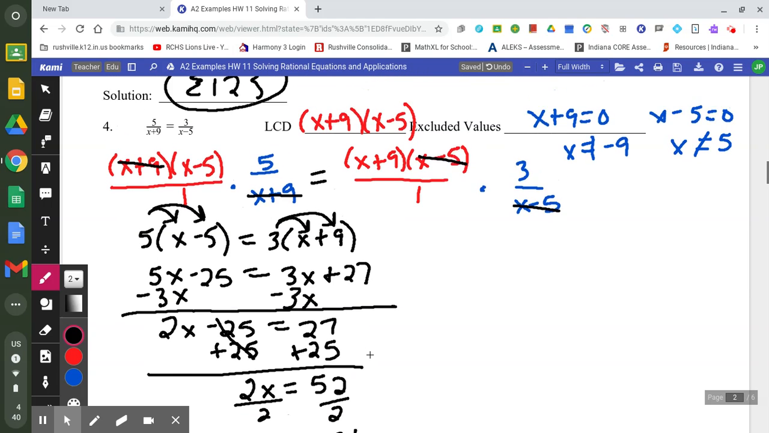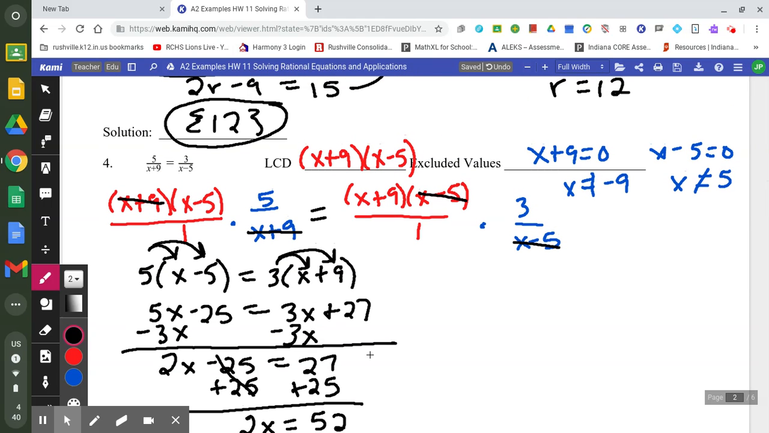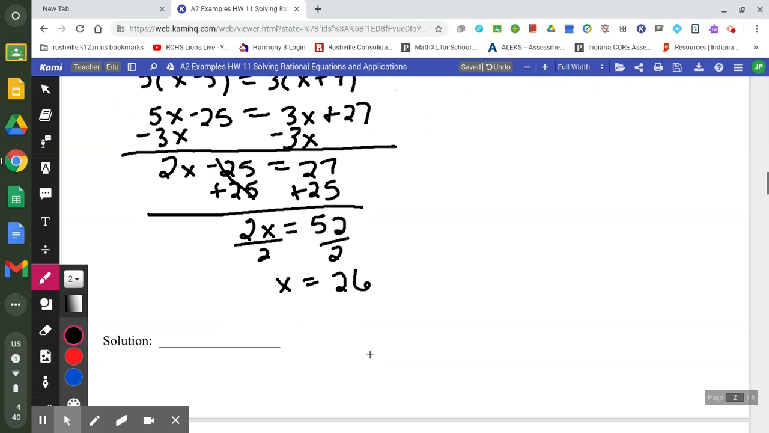So my solution is 26. My excluded values were -9 and 5, so I can use 26 as a solution.